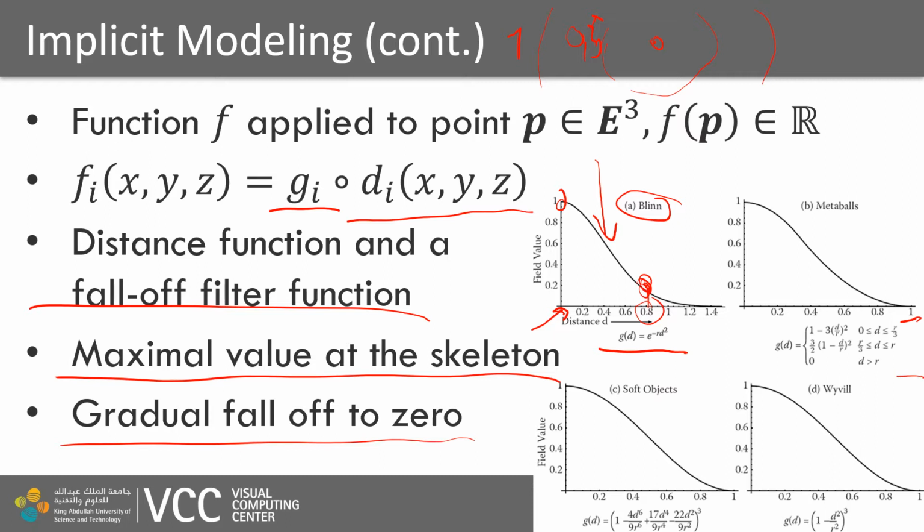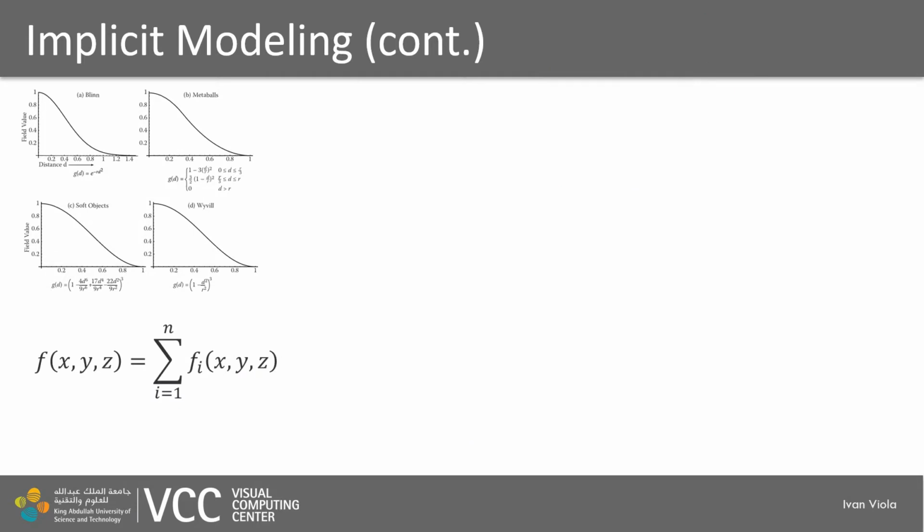So we can see here there are some polynomial functions which are used for the continuous fall off, like the metaballs, or soft object functions, or a Wyvill function. These all are smooth and are 1 at the skeletal element and are 0 at the distance 1. Now, let's have a look at how we can define an implicit surface out of this, or an implicit curve in 2 dimensions. So let's have first one point in space.